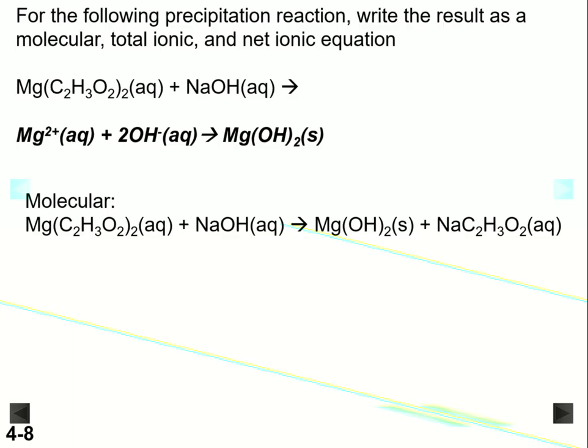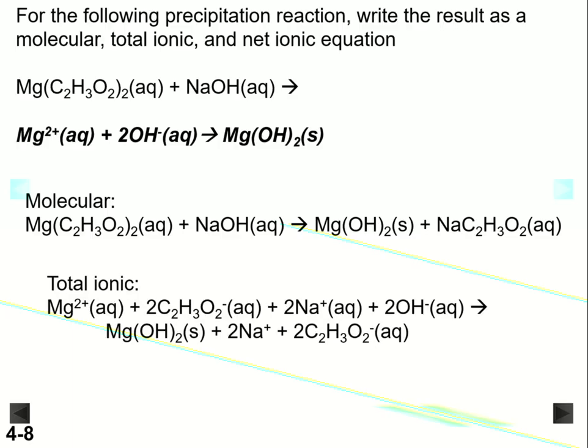We can break up all of the soluble salts to give us the total ionic equation, which is magnesium plus 2 acetates, and we balance this here with 2 sodiums plus 2 hydroxides, and that will give us the magnesium hydroxide solid, that is the precipitate, with the 2 sodiums and the 2 acetates as spectators.